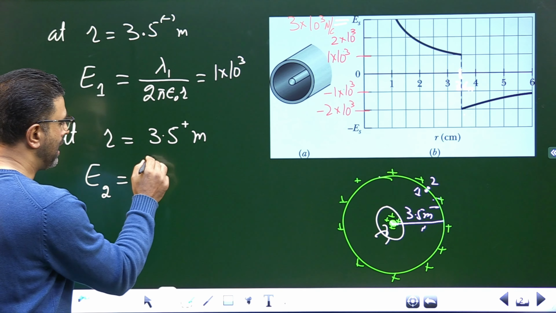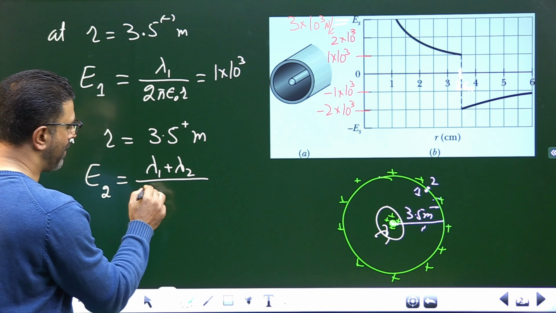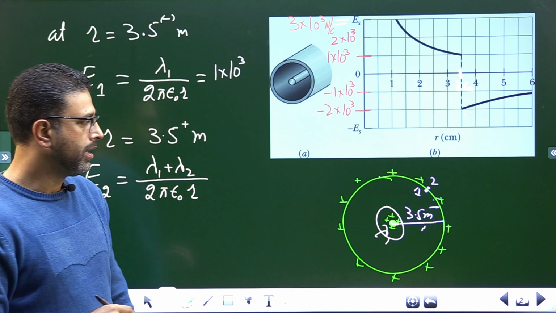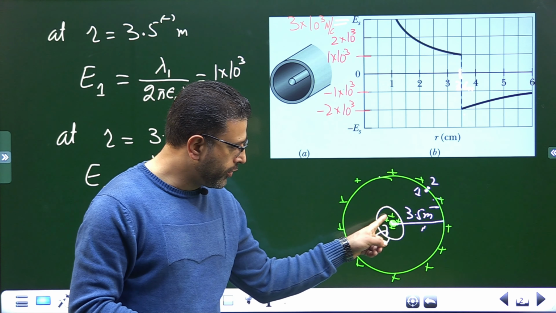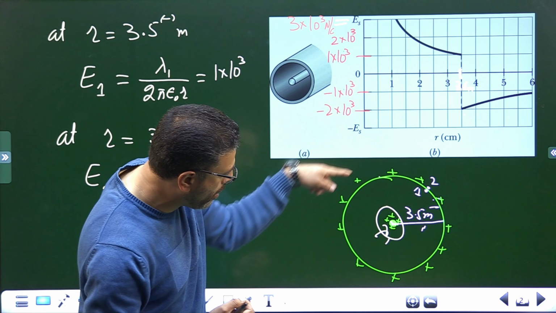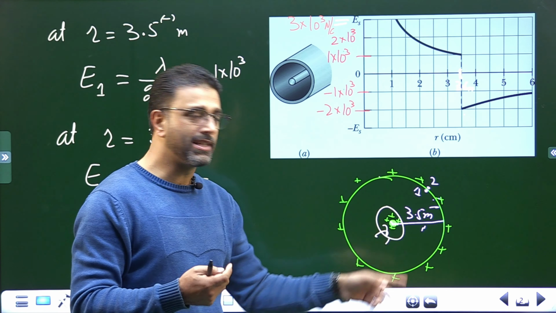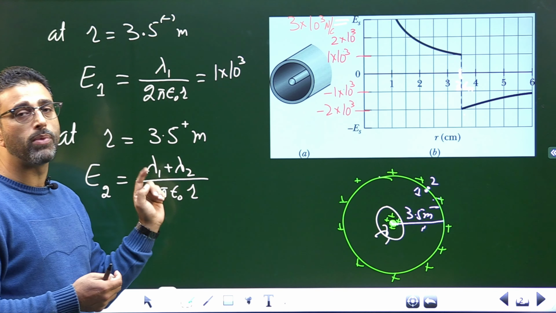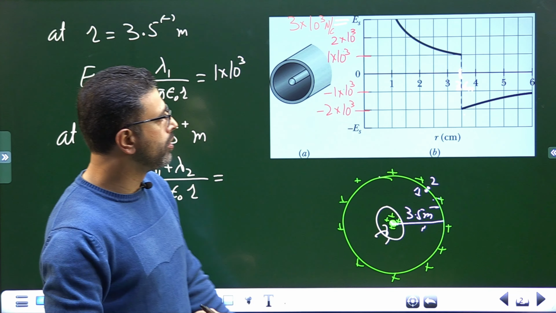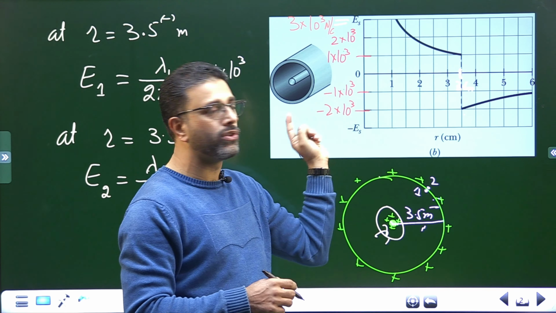E2 will be now lambda 1 plus lambda 2 divided by 2 pi epsilon 0 r. Remember, field due to this cylinder will be lambda 1 divided by 2 pi epsilon 0 r, and since point 2 is just outside the cylinder, this will also behave like a line charge along its axis. So along the axis we will have total line charge density as lambda 1 plus lambda 2. So lambda 1 plus lambda 2 divided by 2 pi epsilon 0 r, and this is equal to, a little greater than 3.5, minus 2 into 10 to the power 3.